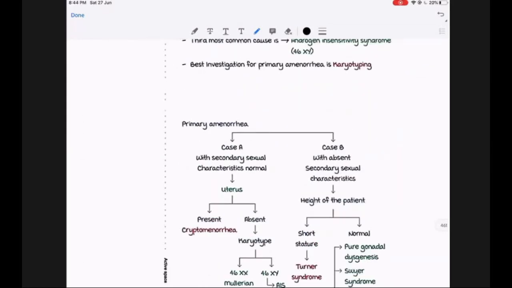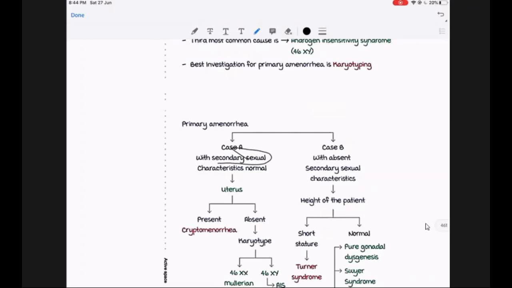First thing is a 13-year-old female, or a 15-year-old or 16-year-old, she comes to you. Why does she come to you? She's telling you that she hasn't menstruated. What do you have to look for? First thing you need to look for is her secondary sexual characters. What are secondary sexual characters? Nothing but breast, axillary hair, pubic hair, all those things.